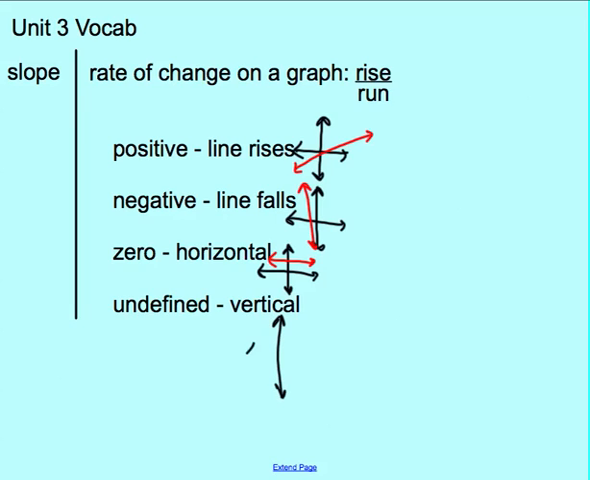And then the last one is when the slope is undefined. A slope is called undefined when you try and divide by zero. So that means we have rise, but no run. So that's the vertical line, or up and down.